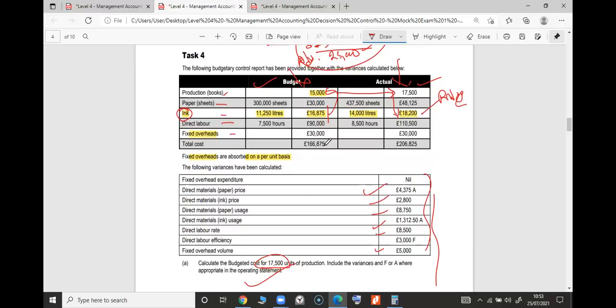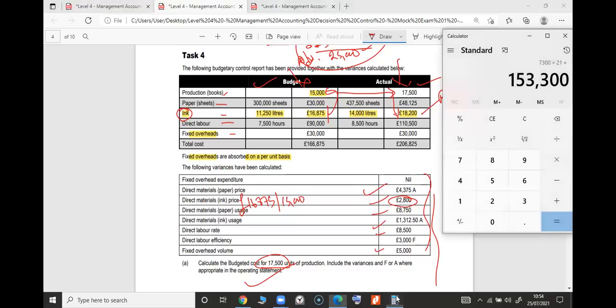Did you not? Material ink price variance, if your answer is 2,800, it is the right answer, but how? Again, I asked for the price variance. Again, I'm showing you, please watch carefully. You can rewind this video later on. So 16,875 was budgeted for 15,000 units. So if you do it here, 16,875 divided by 15,000 is 1.125. Times by 7,500 gives 19,687.